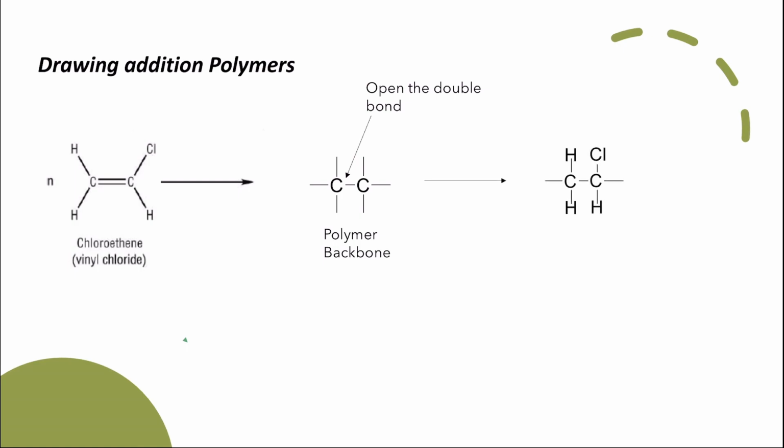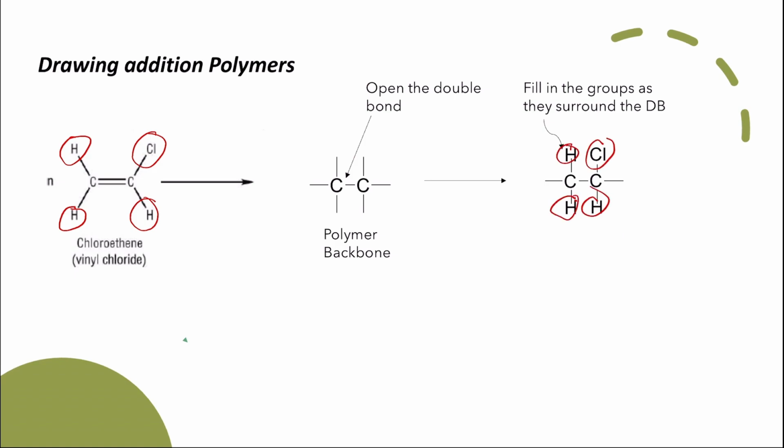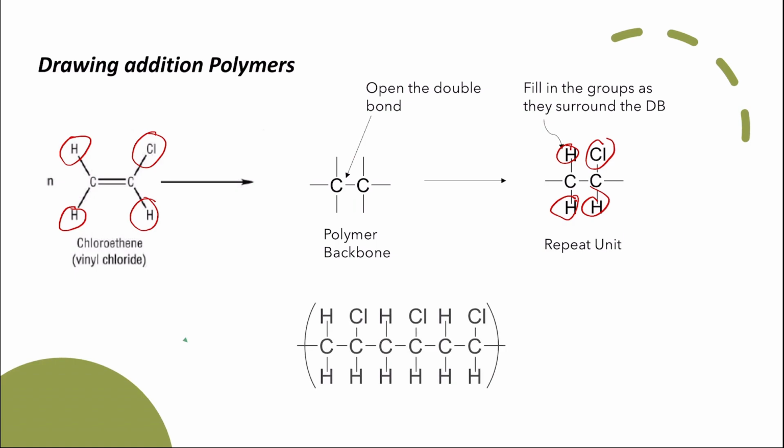Then now you need to start drawing or filling in the groups as they surround the double bond. Here we have four different groups or four different atoms. Three of them are hydrogen and the fourth one is chlorine. So we simply draw the three hydrogen and chlorine, and then we get the repeat unit. So first we draw the polymer backbone and then we draw the repeat unit. We have to then draw the repeat unit several times, as we can see. So this is the repeat unit. We can keep drawing it one after the other, and then at the end we draw the brackets.